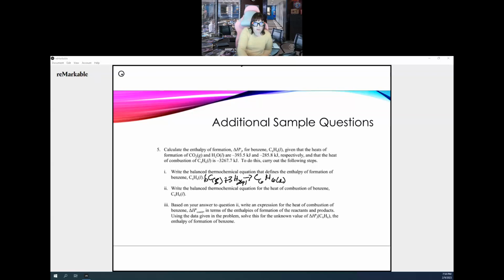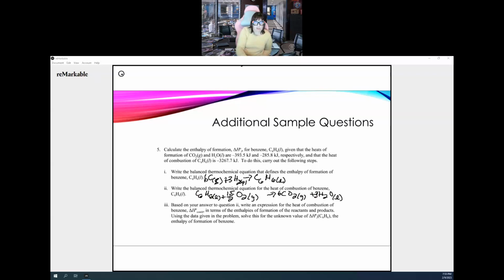We want to write the balanced thermochemical equation for the combustion of benzene, C6H6 liquid. So C6H6 liquid plus O2. When we combust something, we react it with O2, and that gives us CO2 gas plus H2O liquid. I have 6 carbons over here, so I need 6 CO2 over here. And I have 6 hydrogens over here, so I need to have 3 H2Os to make the hydrogens work. Now, I know that I have 3 oxygens from this and 12 from this, so that's 15 that I need, so it's 15 over 2 O2. That works. I could multiply the whole thing by 2 to get rid of the 15 over 2, but I'm going to leave it that way.